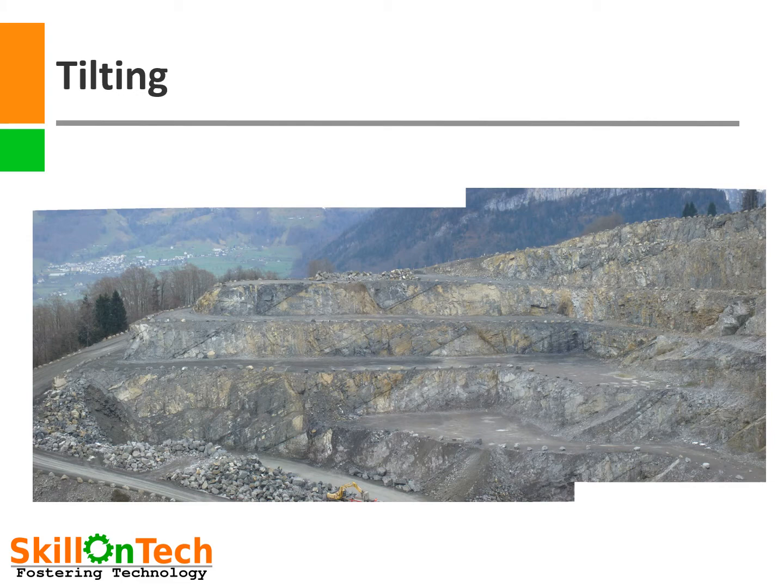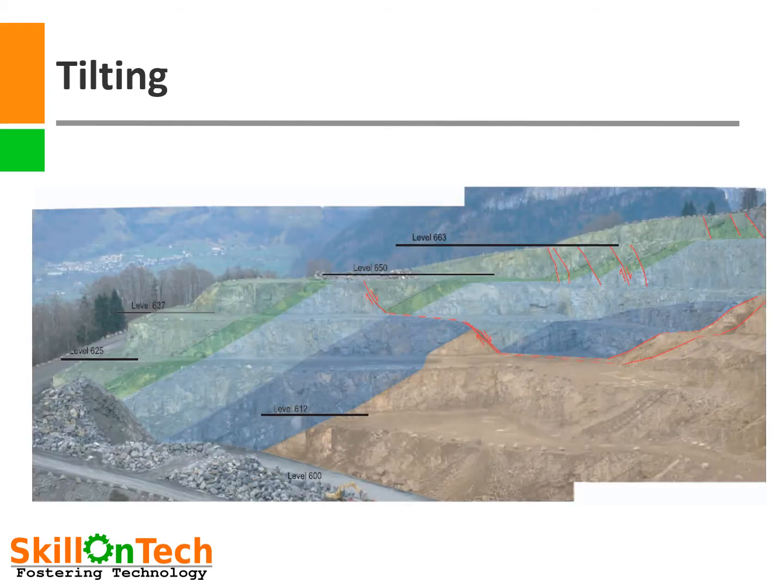Tilting. Tilting is also due to tectonic activities. Due to tilting, most of the horizontal rocks can shift to an angle. You may have noticed this in many of the mountains around you. So in this particular figure, you can see that tilting can be very easily seen by marked angles or strikes.